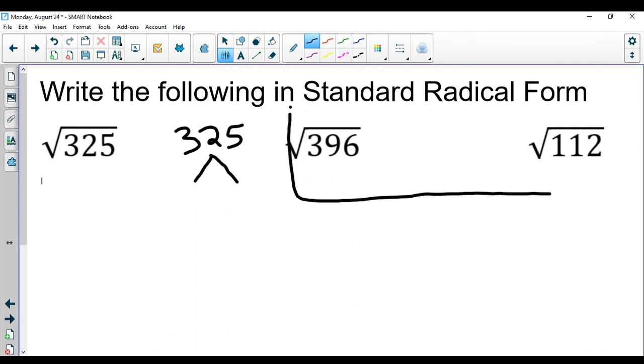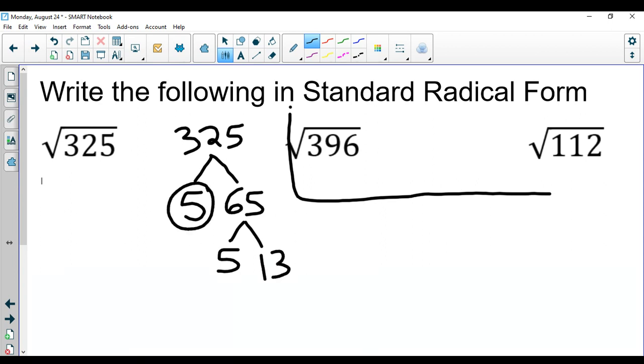A couple tricks: first of all, most people, when they see a 5 at the end, think that the number is divisible by 5, and that is right. So you could just divide 325 by 5 and get 5 times 65. All right, another number that ends in a 5. So 5 times 13.